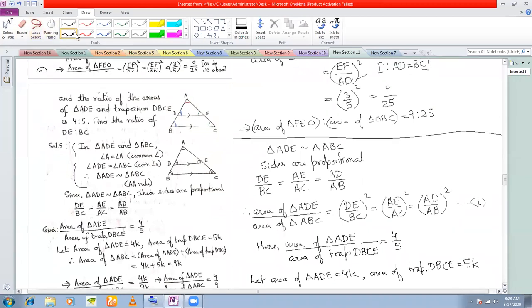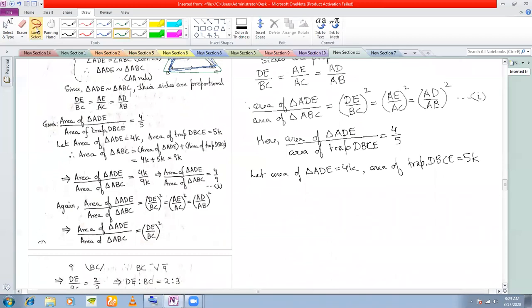Therefore, what is the area of this bigger triangle? You know the area of this small triangle ADE to be 4K, and the area of this trapezium you know to be 5K. Therefore, what is the area of this bigger triangle? It is the sum of the areas of these two, right? So therefore, area of triangle ABC is equal to 4K plus 5K is equal to 9K. Okay.